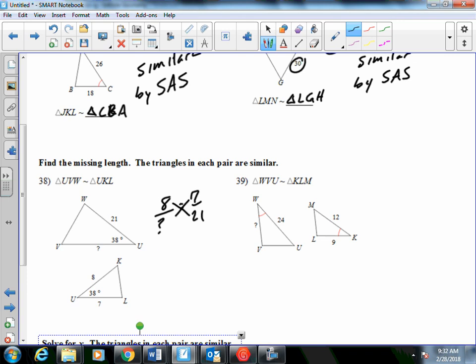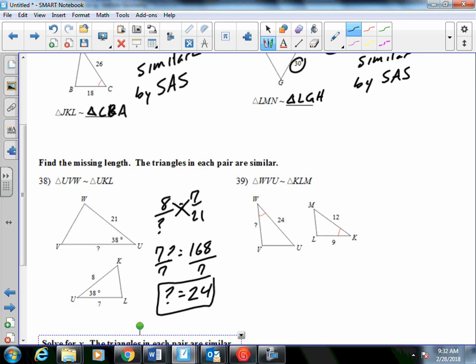So cross multiply. 7 times the question mark is going to equal 168, divided by 7. So our question mark there is 24.